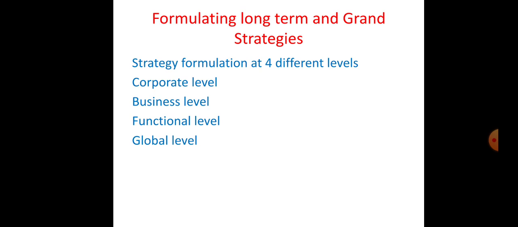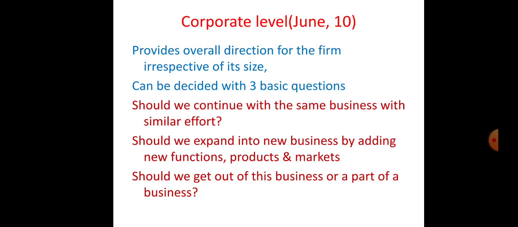Generally this strategy will be formulated at different levels of a company. As we all know, the different levels of a company are: the first one is corporate level, then business level, functional level and global level. So strategy needs to be formulated at all these levels. Coming to the first one, the corporate level, here it provides overall direction for the firm irrespective of its size.